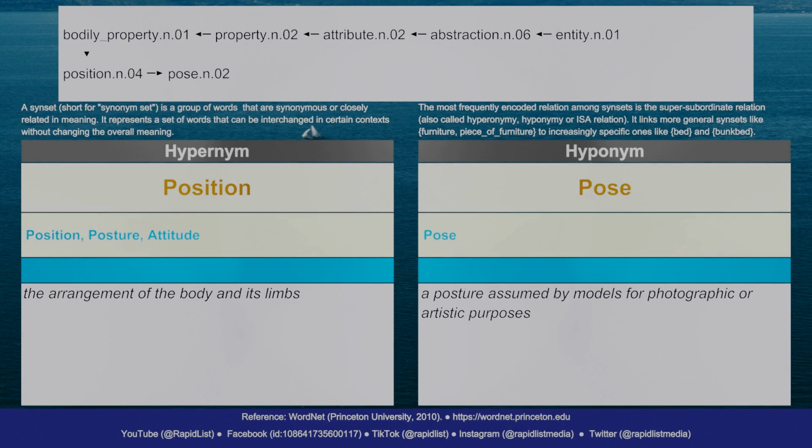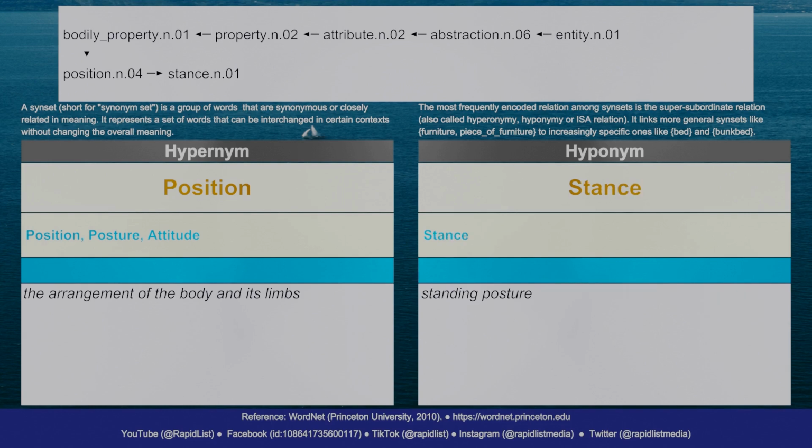Pose. A posture assumed by models for photographic or artistic purposes. Presentation. Obstetrics, position of the fetus in the uterus relative to the birth canal. Caesarean sections are sometimes the result of abnormal presentations. Sprawl. An ungainly posture with arms and legs spread about.